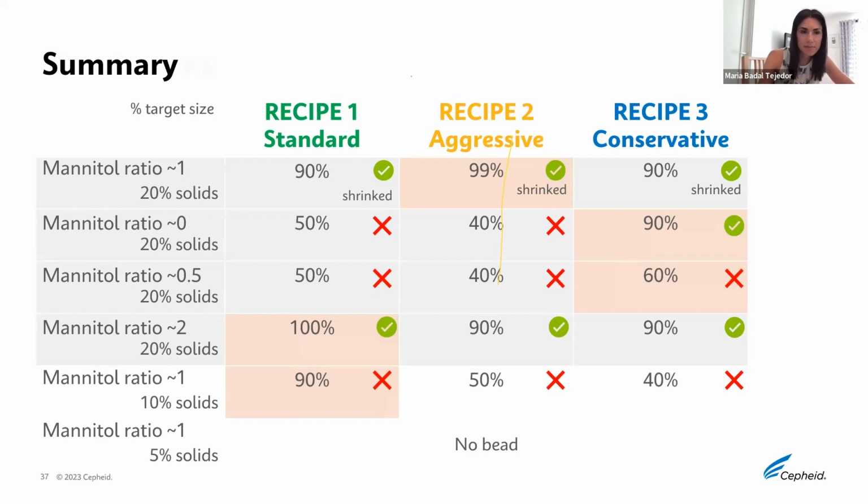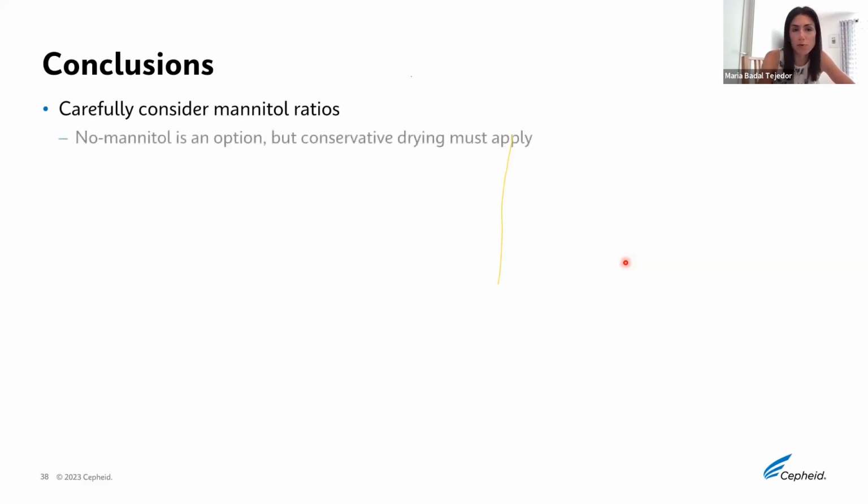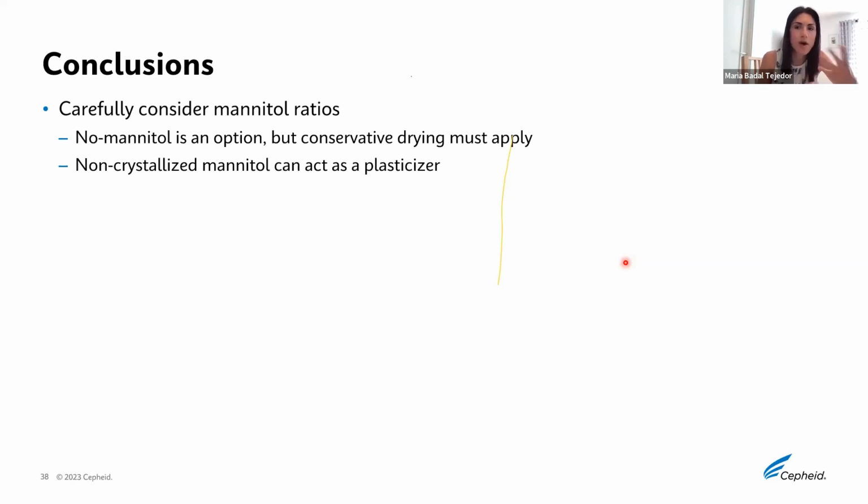And just to conclude, I would like to highlight that we need to carefully consider the Mannitol ratios. Not having Mannitol in the formulation is an option, but then we need to think about more conservative drying cycles. Mannitol, when it does not crystallize, is very detrimental to the formulation and especially to the structure that is formed after freeze drying. Instead of acting as a bulking agent, it acts as a plasticizer.